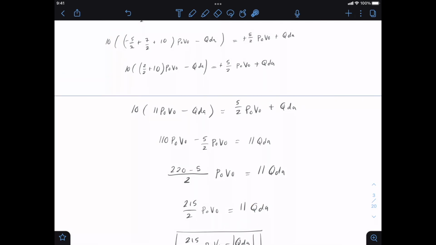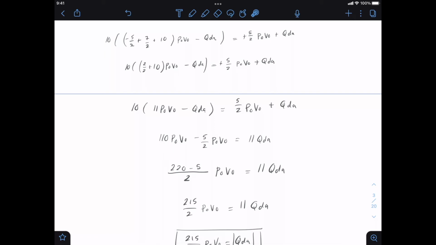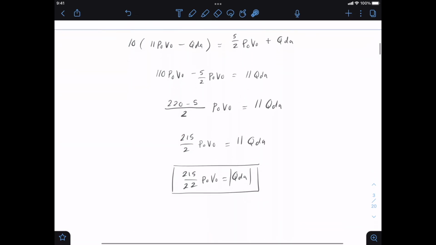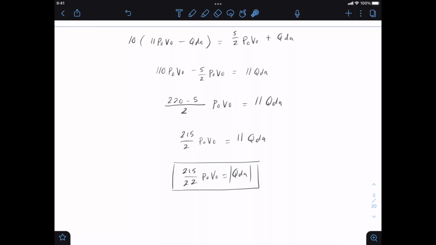Okay, so then I have 110 minus 5 halves, so I turn that to 220 over 2 minus 5, right? So I have 215 over 2 P naught V naught is equal to 11 QDA, and then I'm going to divide by 11, and I'm going to get 215 over 2 P naught V naught is going to give me this absolute value of QDA, okay?